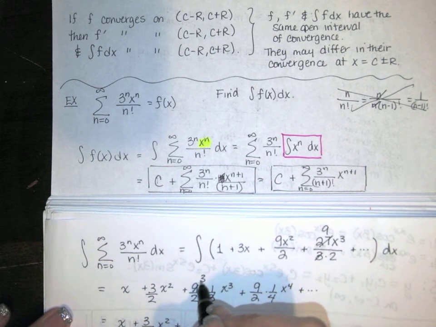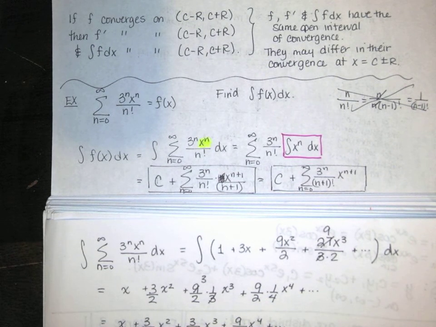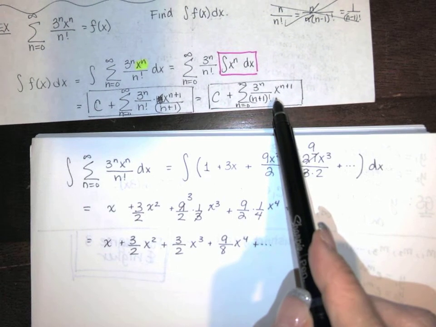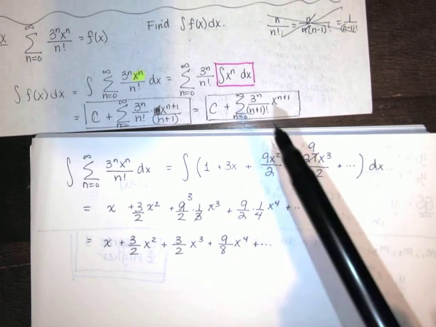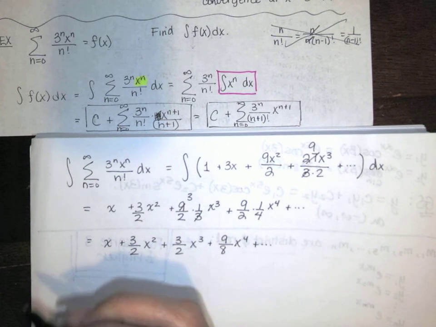3 goes into 9 3 times. Oops, it's off the screen, sorry. Now I claim that this is the same as that right there. Let's check it out and make sure it's actually the same. So let's expand that series and show that we get the same thing.